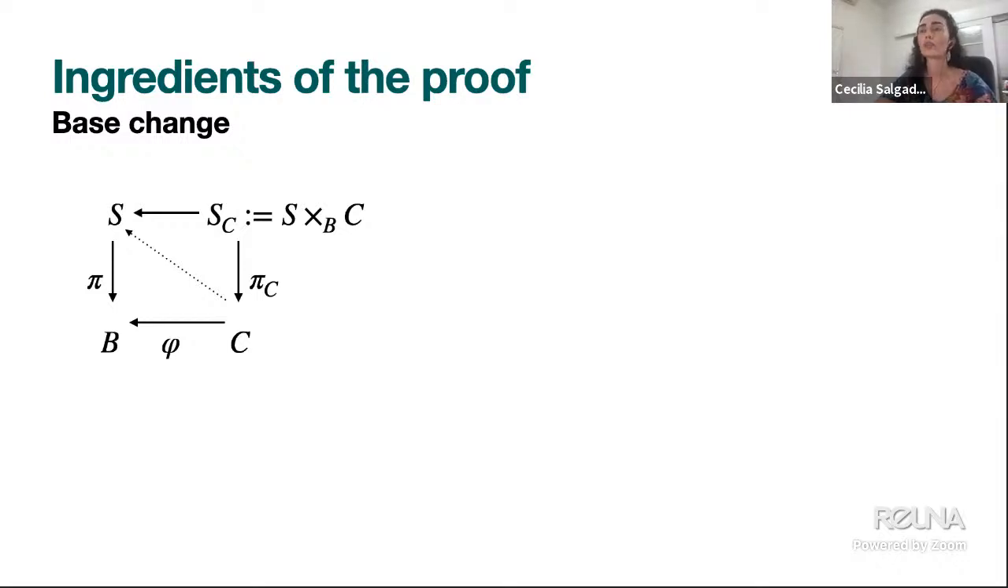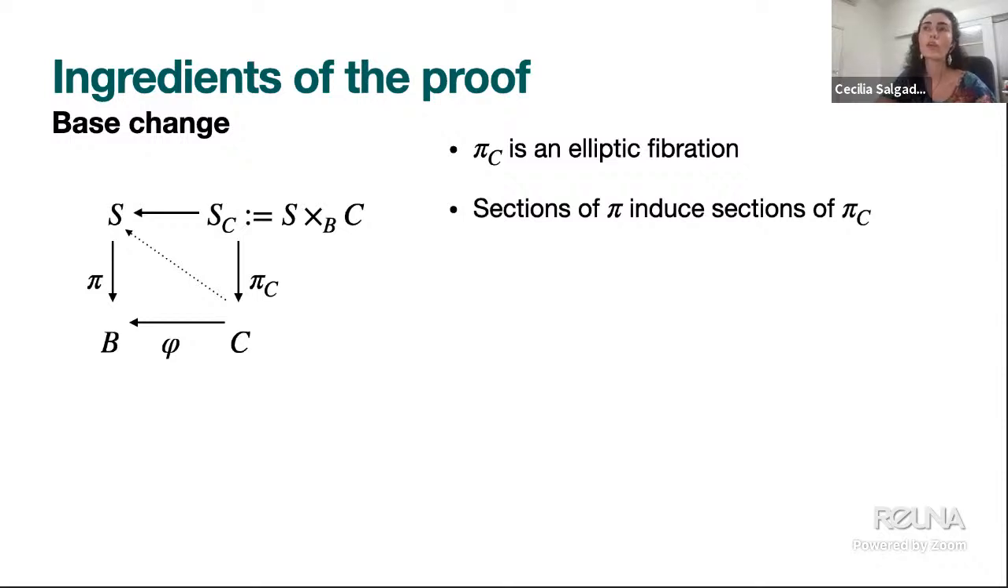What I get is this surface S_C, which is smooth if the base change is branched only on smooth fibers. Otherwise, it's singular. If you have a singular fiber on the ramification locus, it's a singular surface, but you blow up and then you get a nice elliptic surface that satisfies the definitions that we have. Moreover, every section of the fibration pi is mapping to a section via pullback to the fibration pi_C. So pi_C has at least the same generic rank as pi, okay?